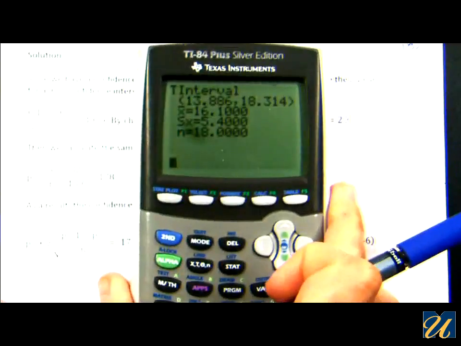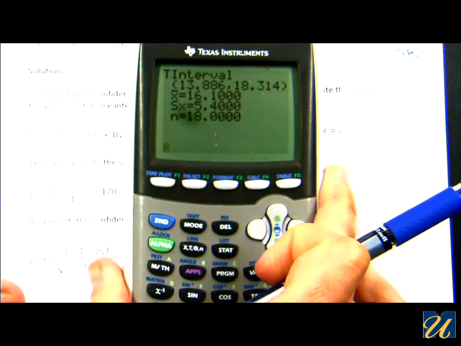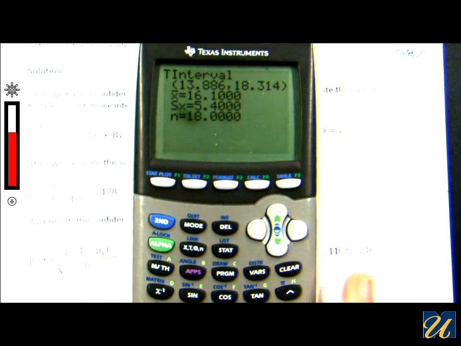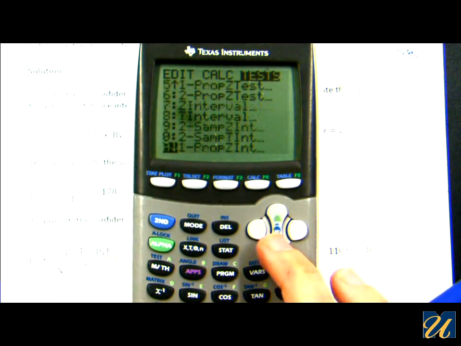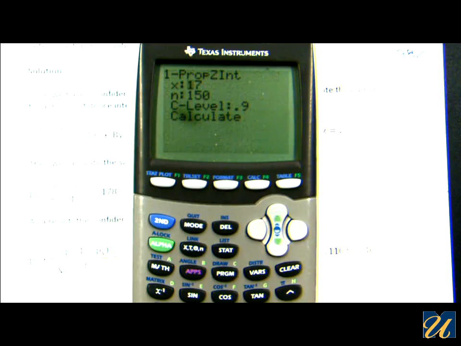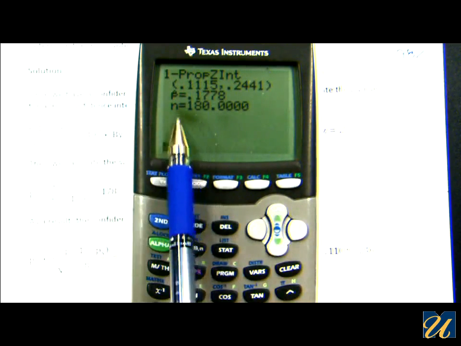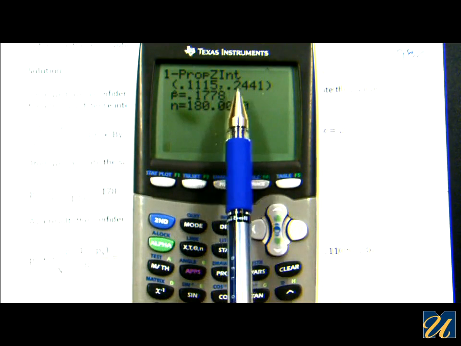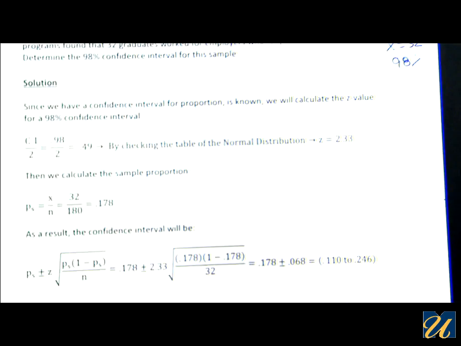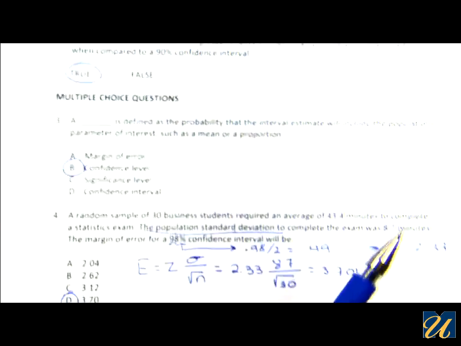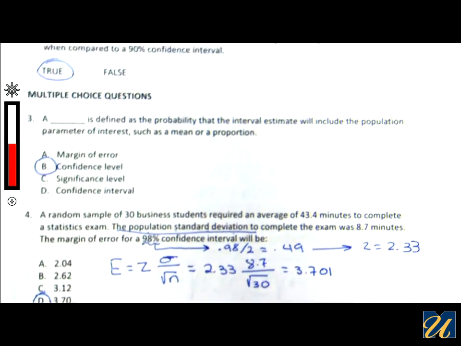If we were to use our graphing calculator, we would go to stat, test, letter A, 1 prop z interval. X is 32, N is 180, confidence level 0.98. Calculate and enter. So this would be your answer from 0.1115 to 0.2441. And this concludes the examples for chapter 9.